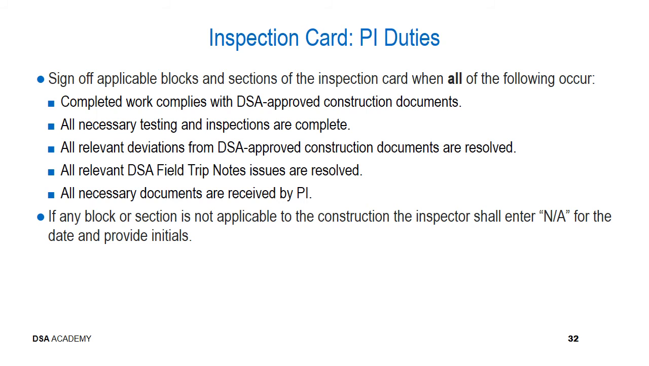This means you must be keeping track of the information identified by the DSA field engineer for the project, and that all of the necessary documents associated with the above items have been received by you as the project inspector. If any block or section is not applicable to the construction, then you shall enter not applicable for the date, but you still provide your initials. This means that your initials will be provided in every single block or row on the inspection card.